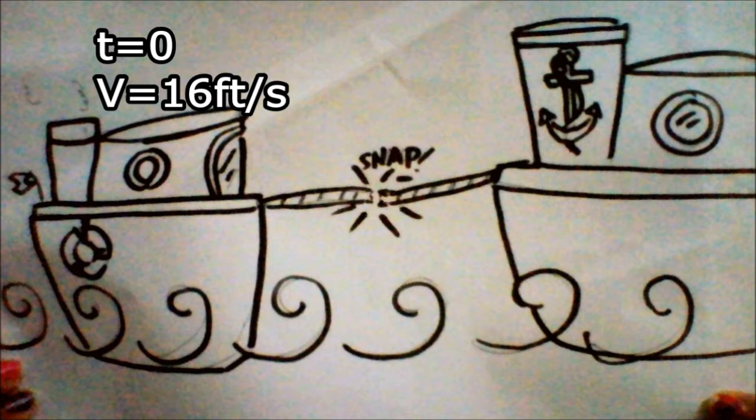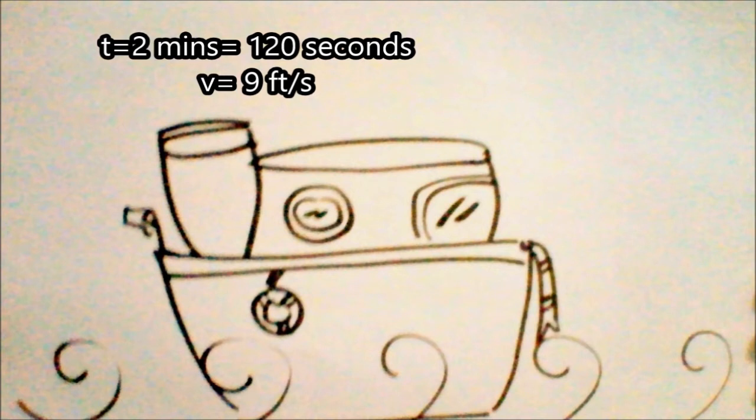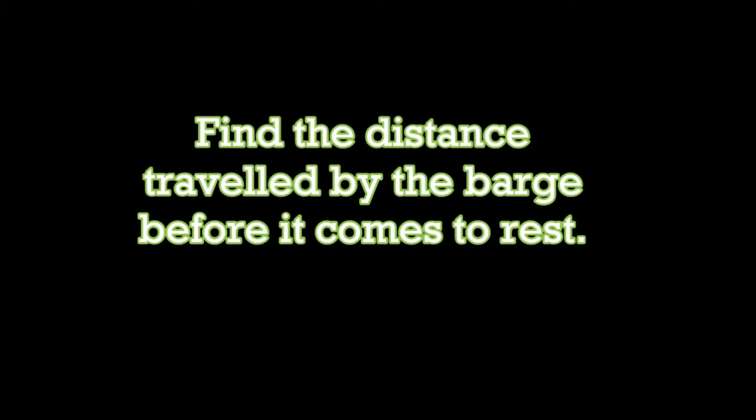When t is equal to 0, our velocity is 16 feet per second. Since the barge is slowing down, our rate is equal to negative k square root of v. After 2 minutes or 120 seconds, the velocity of the barge has slowed down to 9 feet per second. So we are to find the distance traveled by the barge before it comes to rest.